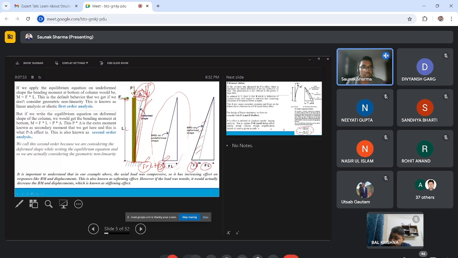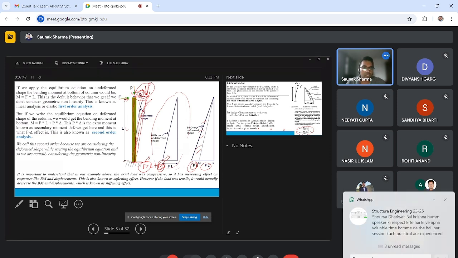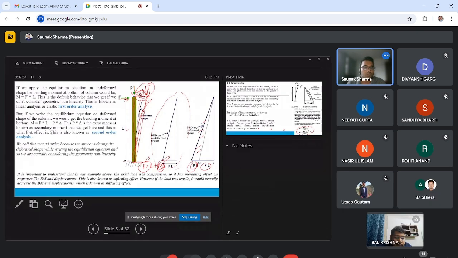If we go through the definition, this is the default behavior that we get if we don't consider geometric nonlinearity. This is known as linear analysis or elastic first order analysis. But the second order analysis is the result of the deformed structure. We call this second order analysis because we are considering the deformed shape while writing the equilibrium equation. So we are actually considering this as a geometric nonlinearity.